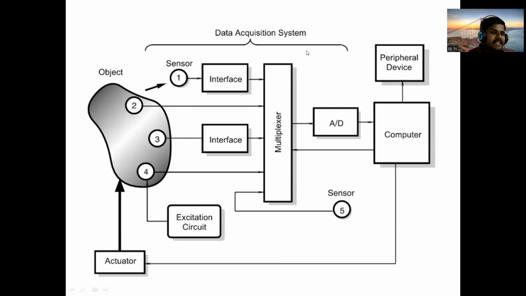Then some sensors are connected to the multiplexer via some interfacing circuitry. Why is the interfacing circuitry required? We have already covered this. Why is the interfacing circuit required?